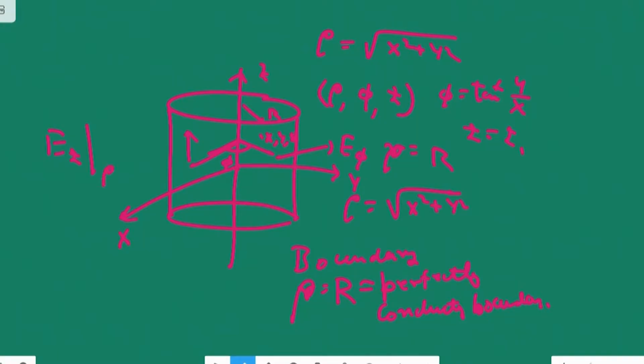So, the boundary condition is that the z component Ez vanishes and the tangential component E phi at rho equal to r also vanishes, and the normal component of the magnetic field, since B is mu H, Bn should vanish. That means H rho at rho equal to r should vanish. The normal component of the magnetic field should vanish on the boundary, and it extends along the z axis.